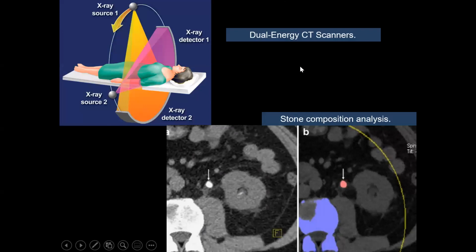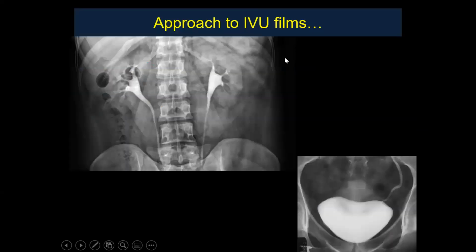Dual energy CT is an advancement which should be known to everyone because it helps in estimating the composition. Analysis of the stone is possible, and therefore the treatment can be accordingly decided based on different energies. We can decide whether it is an oxalate stone or a calcium stone. So accordingly, the stone composition analysis is possible with dual energy CT.